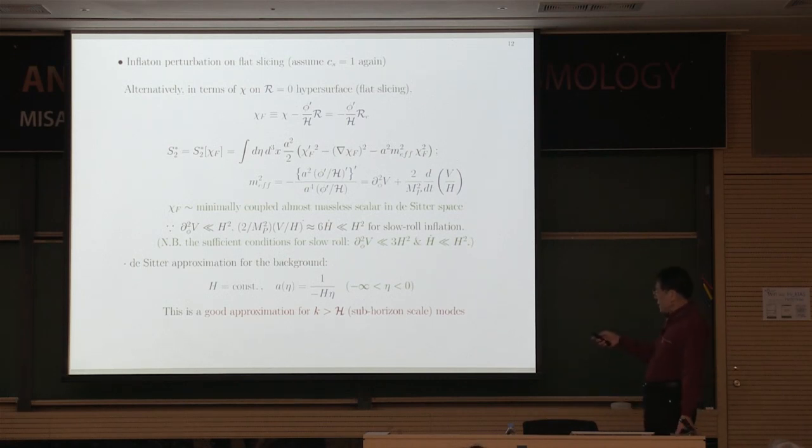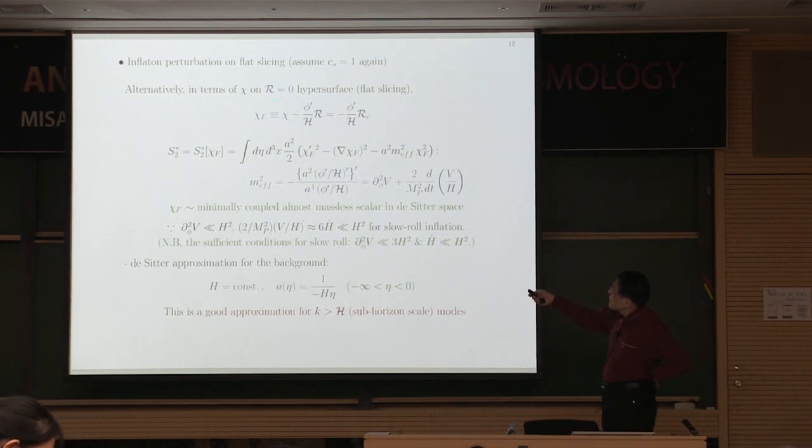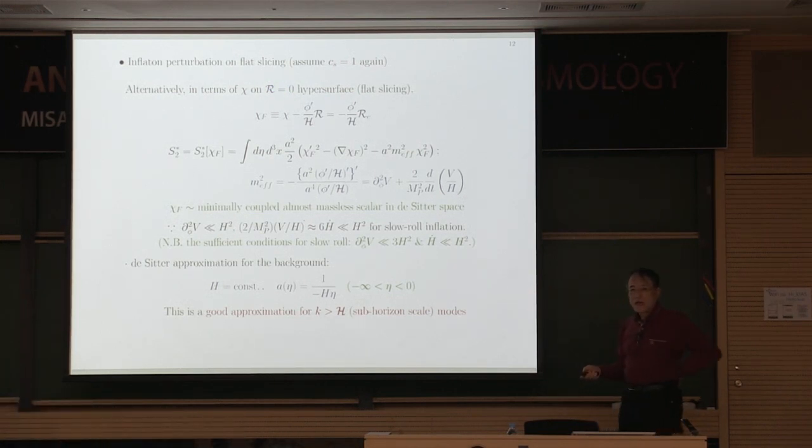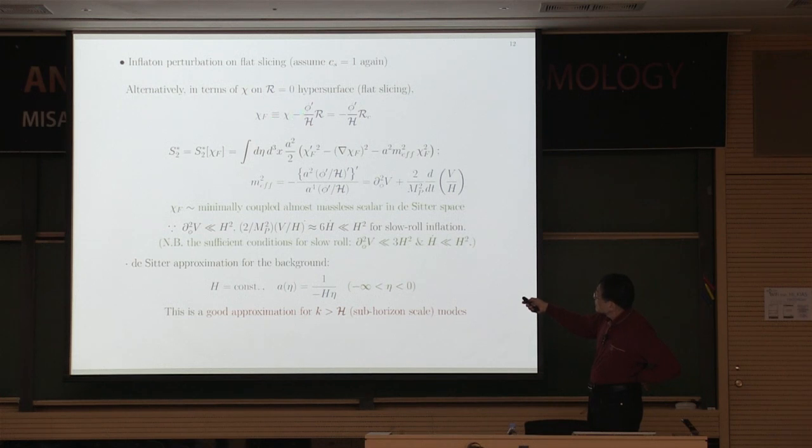as I briefly told you, it's better to go to some gauge where you see the fluctuations in the matter field better. And this is the so-called flat slicing, where your spatial curvature perturbation is put to zero. So this means that all these scalar type fluctuations will be expressed in terms of the matter variable.